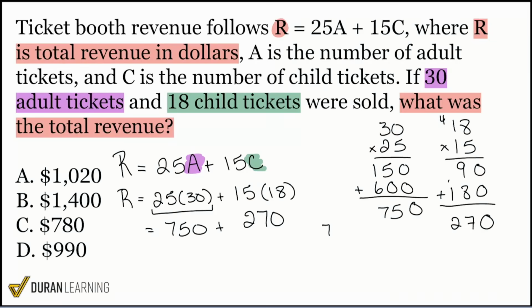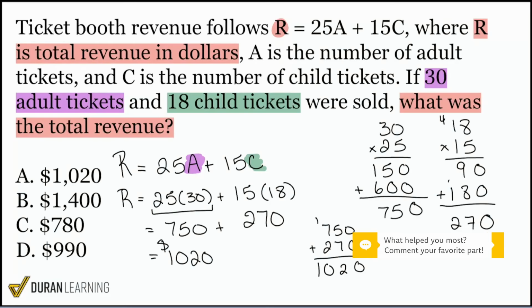So we have 750 added with 270. And so we'll have 0, 5 plus 7 is 12, carry the 1. 9 plus 2 is, or 7 plus 2 is 9, carry the 1 is 10. So we have 1,020, and that's going to be our final answer right there, giving us answer choice A. $1,020 is going to be the total revenue in this ticket booth.